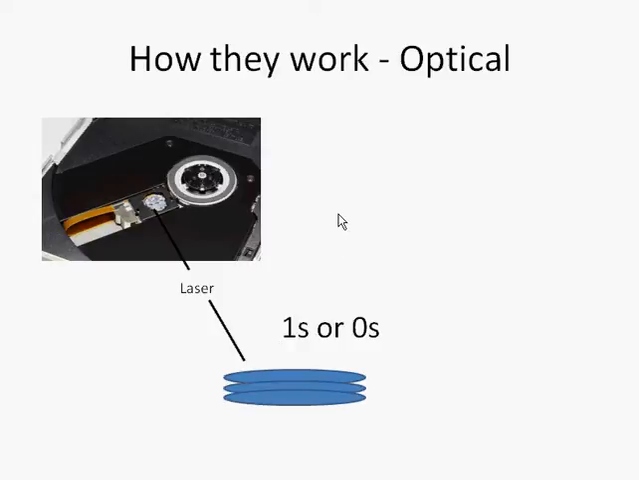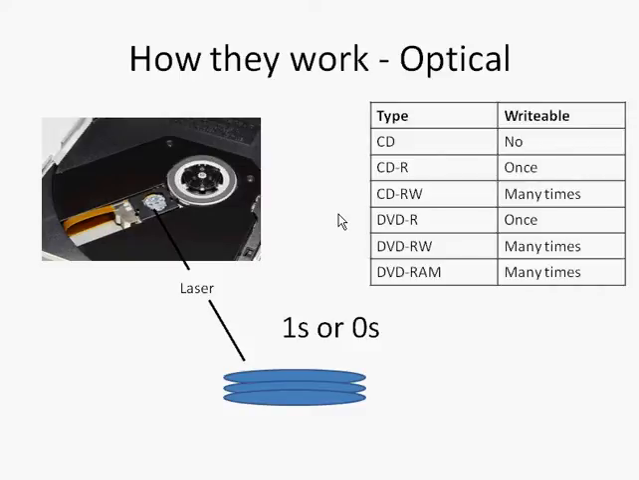DVDs have several layers in the same disks. That's how they're able to store 4.76 megabytes, whereas a CD can only store 650-ish megabytes. There are different types of each disk, and you might need to consider these for exam questions. Just pause the video and have a look at those and see if they make sense.